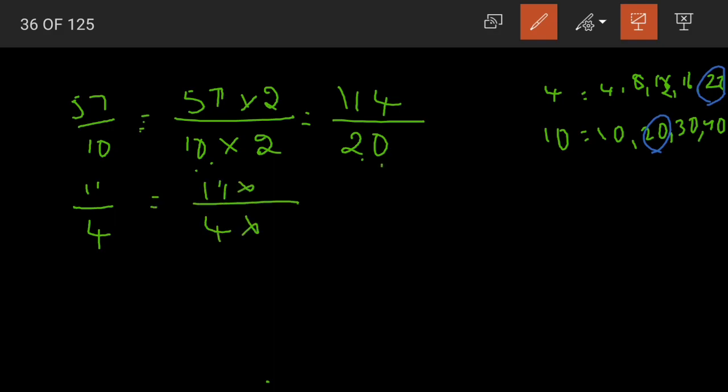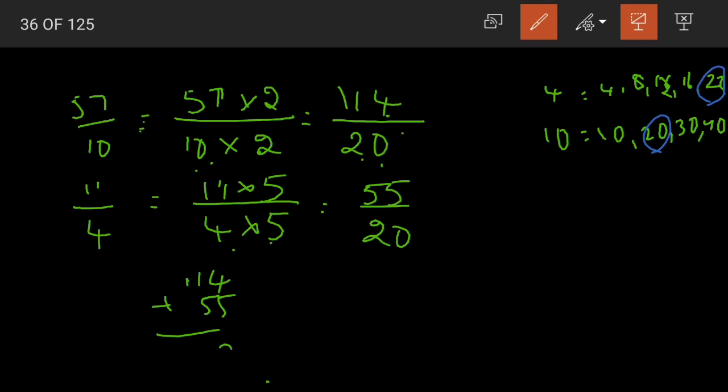Now we have 11 by 4 here. We want 20. So 4 into 5, 20. 11 5s are 55. Our like fractions are 114 by 20 and 55 by 20. Let us add the numerators. 114 plus 55, we have 169. So 169 by our common denominator 20.